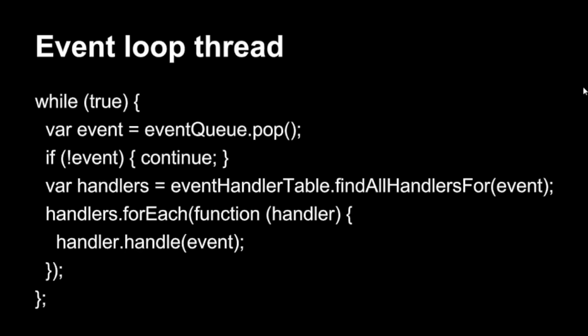So if there's an event, then we go to the event handler table and say, hey, event handler table, find me all the functions that I should call as a result of this event being raised or happening. So this find all handlers for event returns an array of handlers, which might be empty, but it's an array. And then for everything in that array, I just invoke the handler and pass it the event. Like, hey, handler, this thing is happening now.